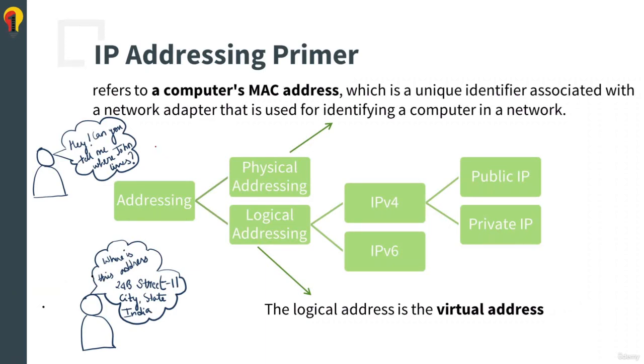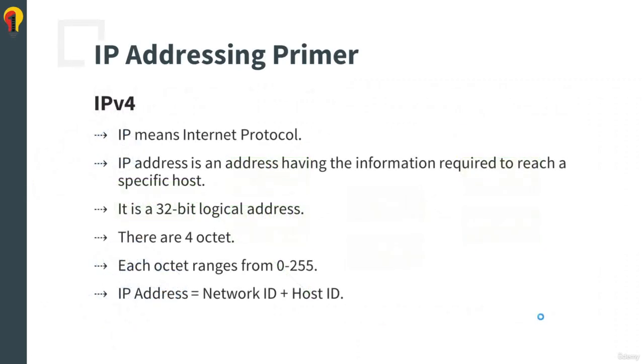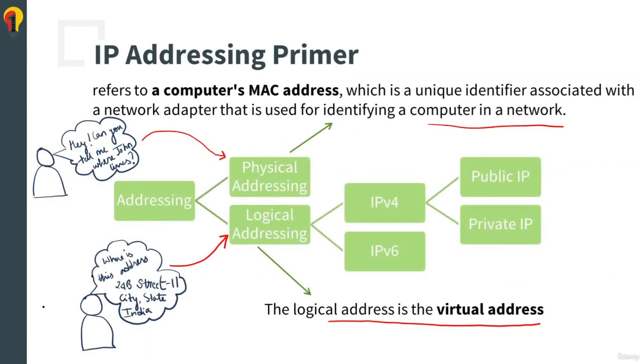So, physical addressing refers to a computer's MAC address, which is a unique identifier associated with a network adapter that is used for identifying a computer in a network, whereas logical addressing is the virtual address. There are two types of logical addressing, IPv4 and IPv6. IPv4 is further divided into public IP and private IP.